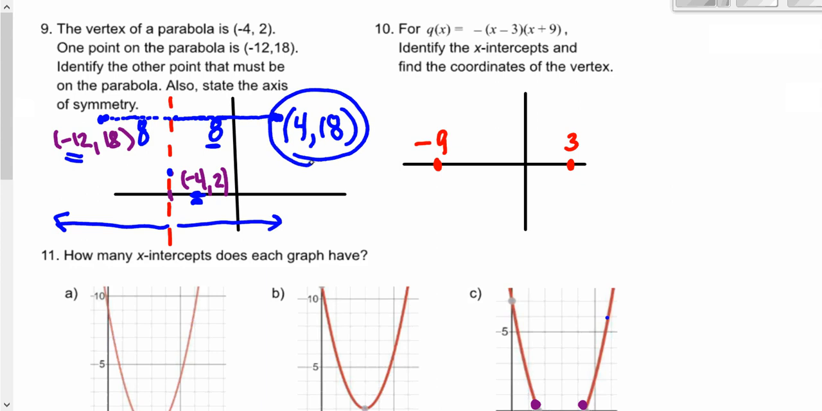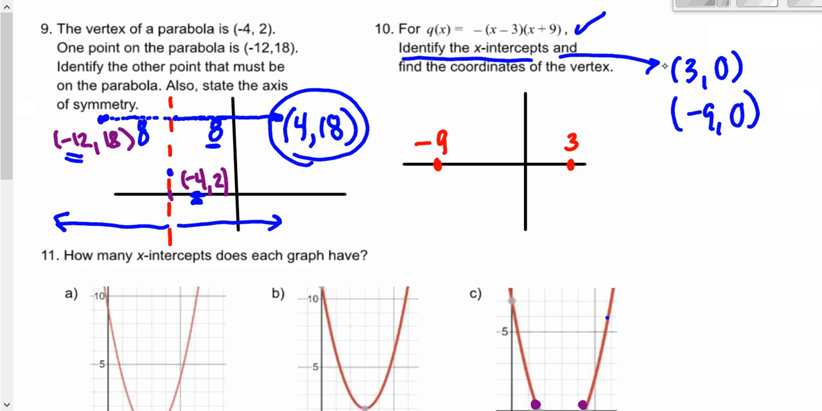For number 10, I can see from the factored form that I have here that my intercepts are going to be at (3, 0) and (-9, 0). So that's how I would write this as an answer to identify the x-intercepts. I would write out what the ordered pairs were. But you can see I've drawn a little picture here for myself as well. And they want me to find the coordinates of the vertex. I know that my parabola opens upside down, so I'm going to draw my picture like this. That isn't actually important to finding the answer, but I thought it might help you to understand what was happening.